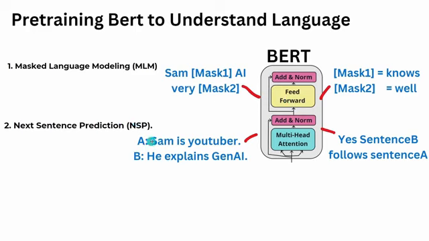What exactly is it? It means we have two sentences in the paragraph. Sam is a YouTuber. Next he explains Gen AI. So it is going to tell whether this second sentence follows the first sentence or not. That is the motive of next sentence prediction. Here it is going to classify, yes, sentence B follows sentence A. So after doing these two ways, it is going to learn the language.